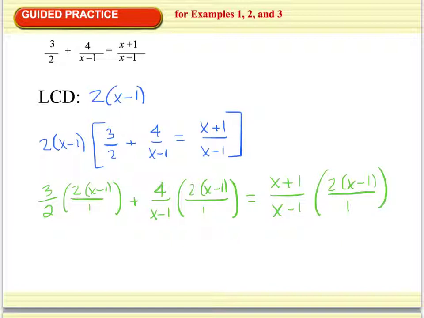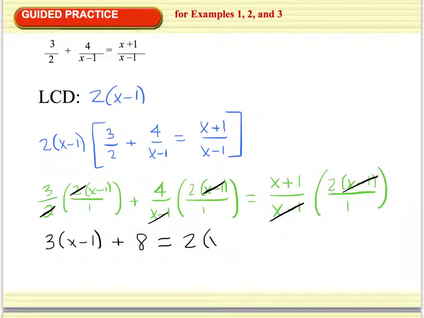And again, we'll go through and simplify anything we can. So my 2's are going to cancel, and that's going to leave me with 3 times the quantity of x minus 1, plus x minus 1's are going to cancel here, leaving me with 4 times 2, which is 8. And here I see I have my x minus 1's are going to cancel, and I'm left with 2 times x plus 1. So now I can go ahead and simplify this. So I end up with 3x minus 3 plus 8 equals 2x plus 2.